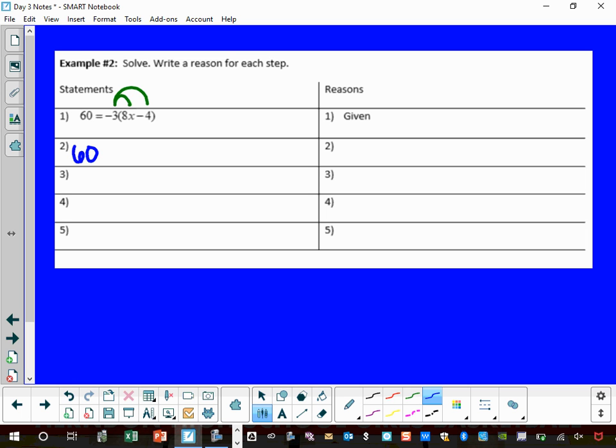So I have 60 equals, what's negative 3 times 8x? Negative 24x, and then what's negative 3 times negative 4? Negative 7. Are you typing the negative 3 times negative 4? Oh, sorry. We should get positive 12. All right, so Chris, what property was that you just described? Distributive property of equality.